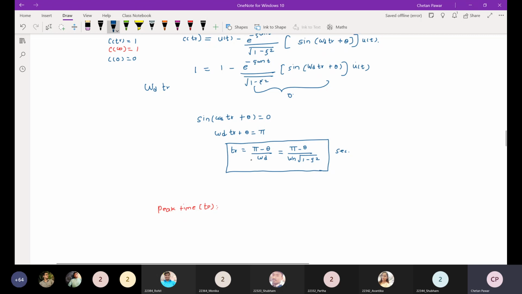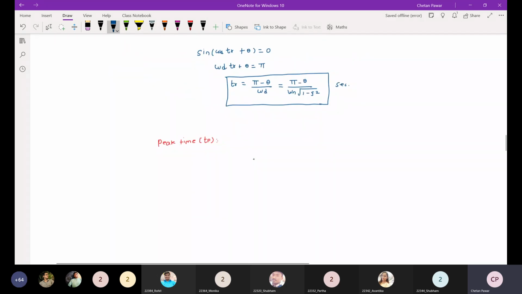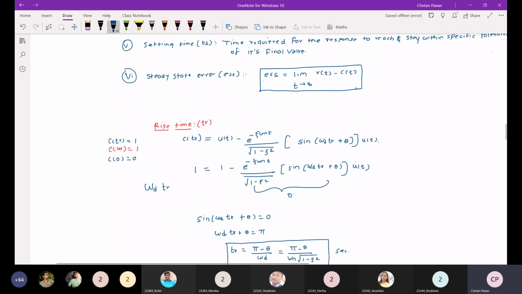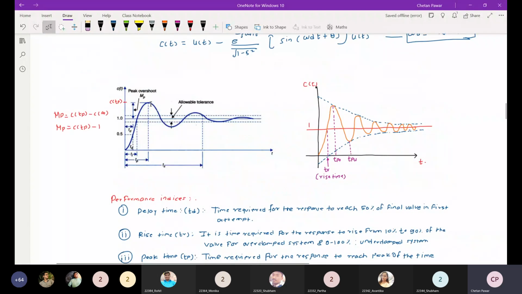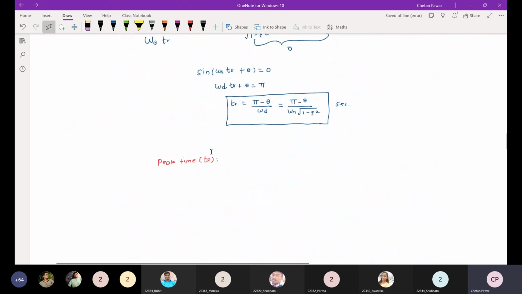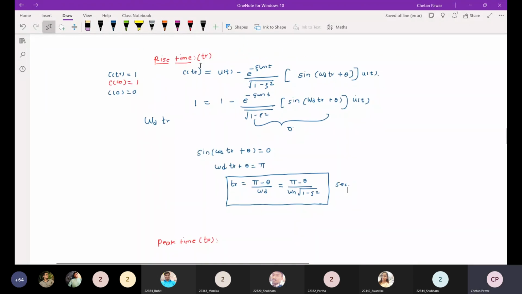Similarly, there is the peak time, right? So how to calculate the value? Peak time is the time required for the response to reach its peak. So at this point, what is the value of TP? To calculate the value of TP, again we will consider the response only, this output response.